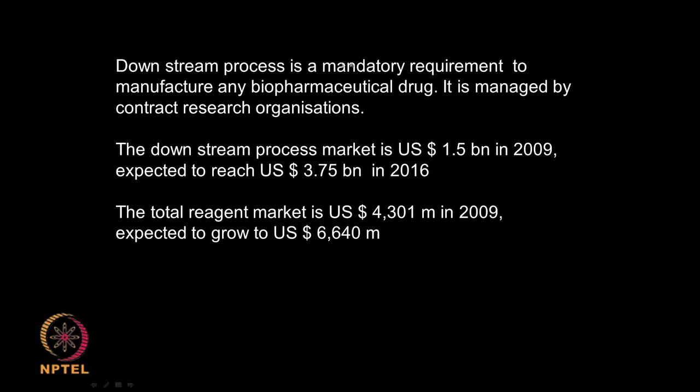If you look at the market in 2009, it is about 1.5 billion downstream market, which is expected to go up to 3.75 billion. And the total reagents used in downstream, so many reagents, right? It is about 4.3 million in 2009, which is supposed to go to 6.6. So, it is a huge market for downstream process, and it is expected to grow.